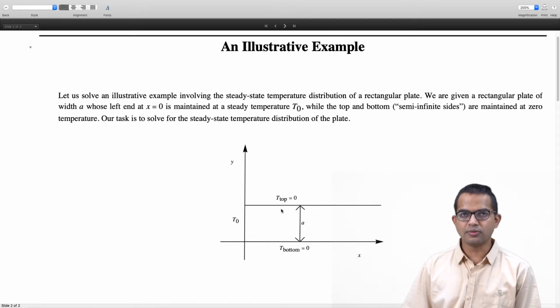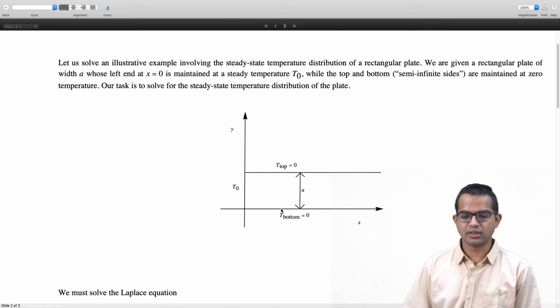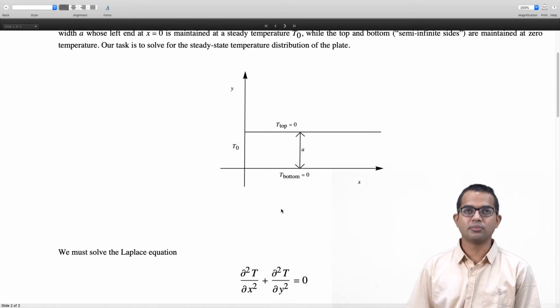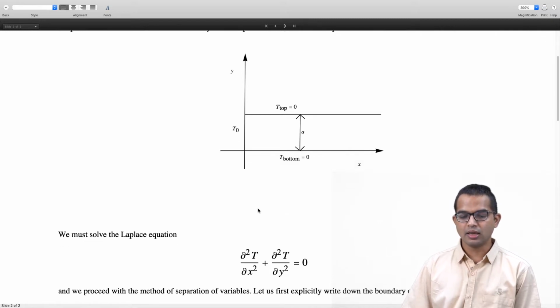So the way to solve this is to basically solve for the Laplace equation, right? So the Laplace equation is ∂²T/∂x² plus ∂²T/∂y² equal to 0, and we proceed with the standard method of separation of variables.